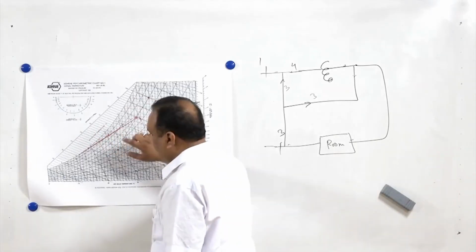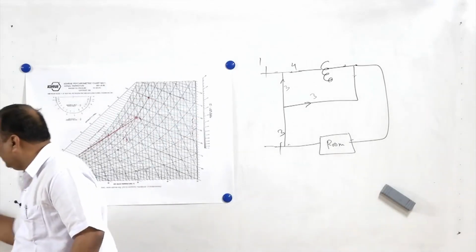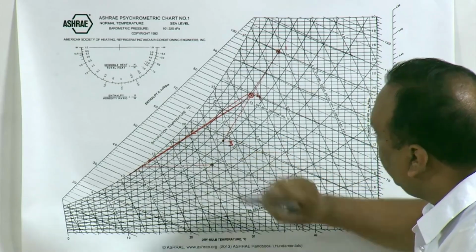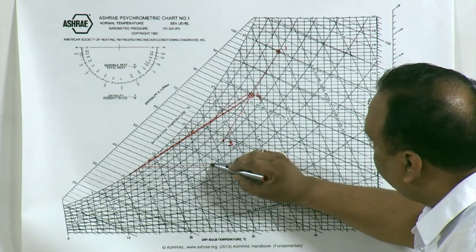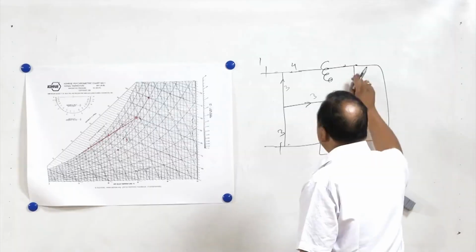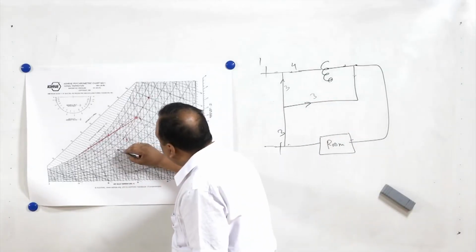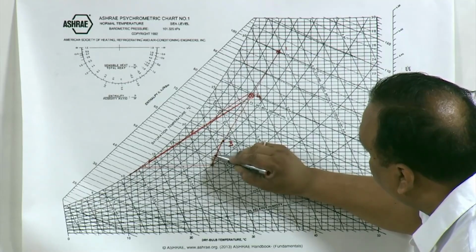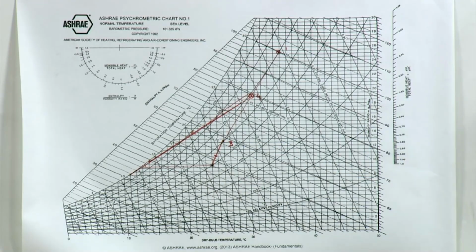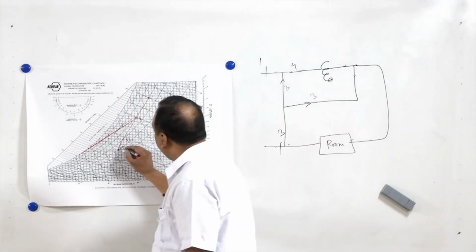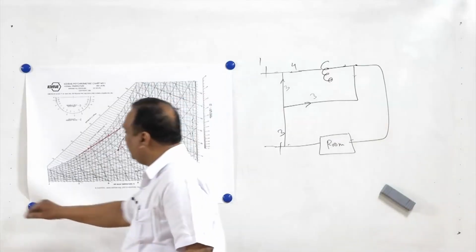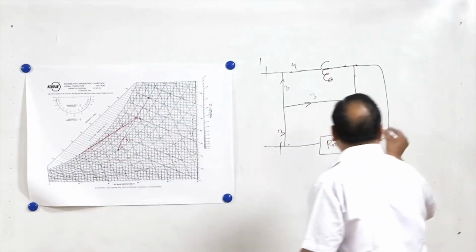For such a situation, this is the return air. It is very simple to locate. This is our return air, this is our supply air. Now, mixing is taking place after the cooling coil between this point and this point, and we will get finally this point, maybe point 4. At point 4, the air will be entering the room.